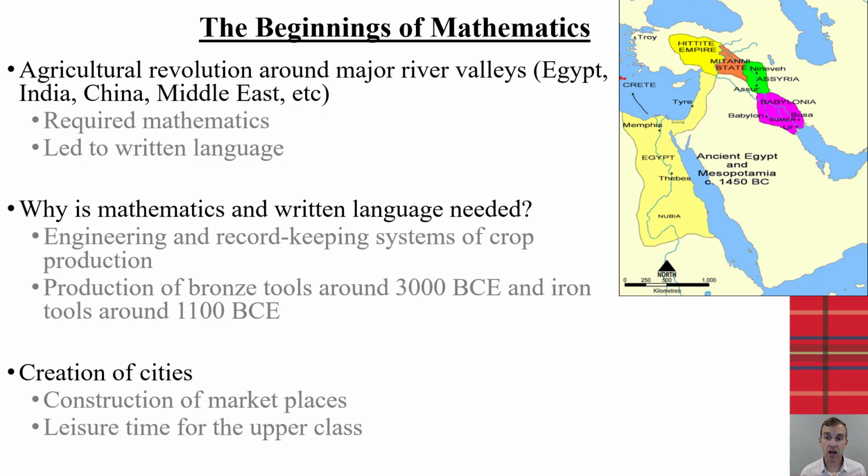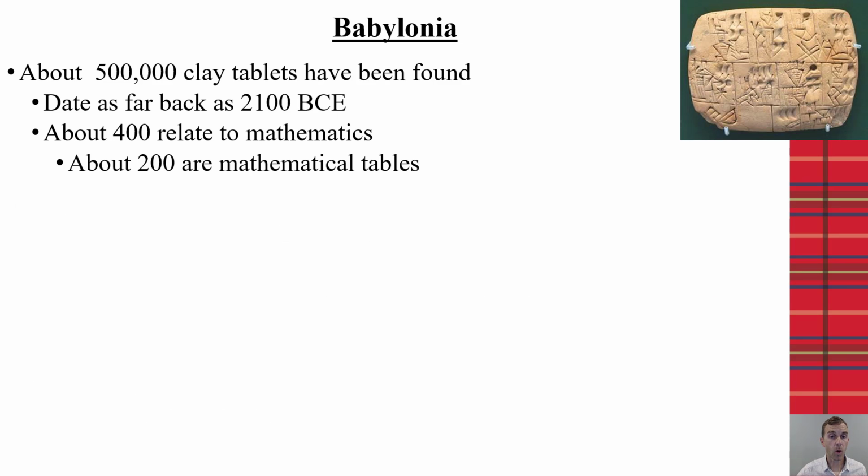And that also led to opportunities for leisure for upper class citizens. And leisure is where we start to see the scientific and mathematical discoveries occur for the next several millennia. So it's important that the revolution occurs to help build societies that then support mathematical and scientific discoveries. Well, one of those societies was ancient Babylon.